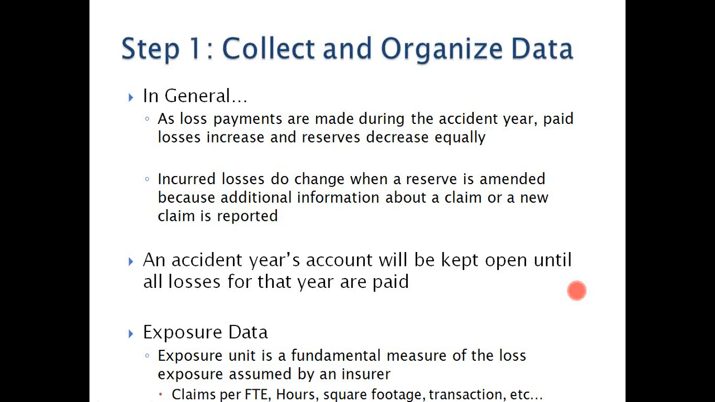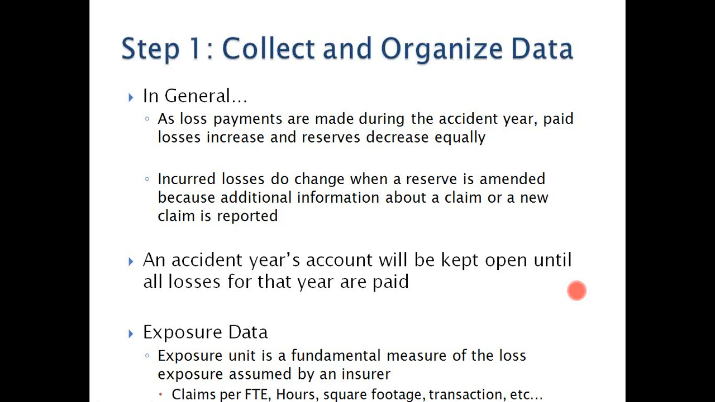Now, when we talk about exposure data, this is important because up to this point, we've really talked about actual losses. Exposure data is, as it describes, a fundamental measure of the loss exposure assumed by an insurer. Typically for workers' comp, it's going to be the number of claims per hour, or injuries, injury frequency rate, or claims per FTE. If we're dealing with general liability in a restaurant or other area, it might be the claims per square footage or transaction, or the number of claims per vehicle if we're talking auto. So exposure data is a base, or sales, as we'll talk about later. It can be a determination for us to make future calculations.